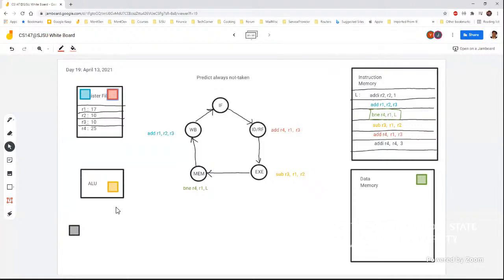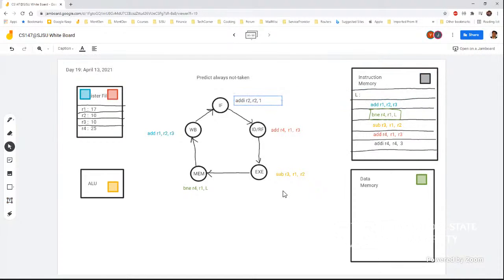Okay. And now instruction fetch, what will it do? At this point, since it knows that the branch is taken, in fact it's going to be taken, it should pick up this guy because this is jumping back to L. So at this time point, we know what to fetch. Your processor will fetch this instruction again.